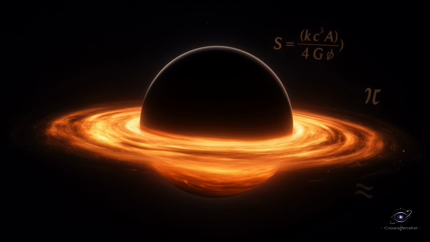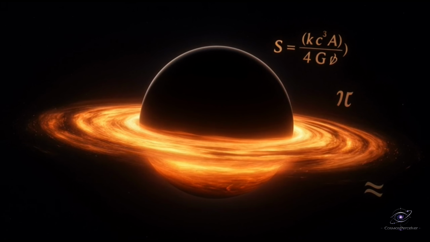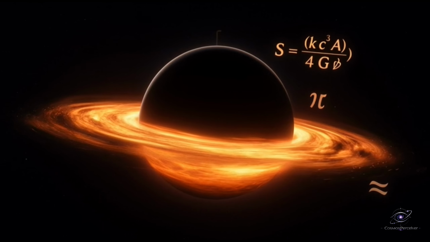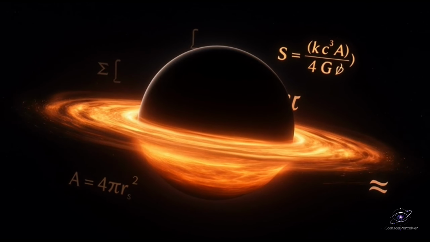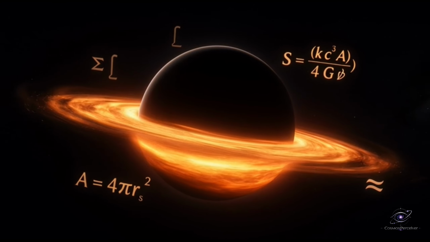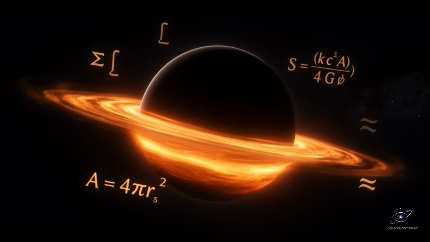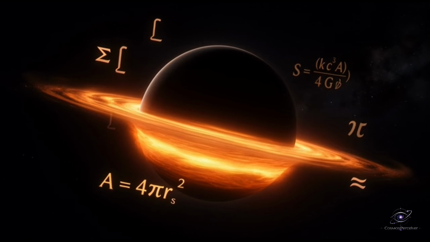A black hole is therefore not only an astronomical object, but one of the densest information systems in nature. Its horizon encodes the history of everything that has crossed it, in a way we are only beginning to understand.